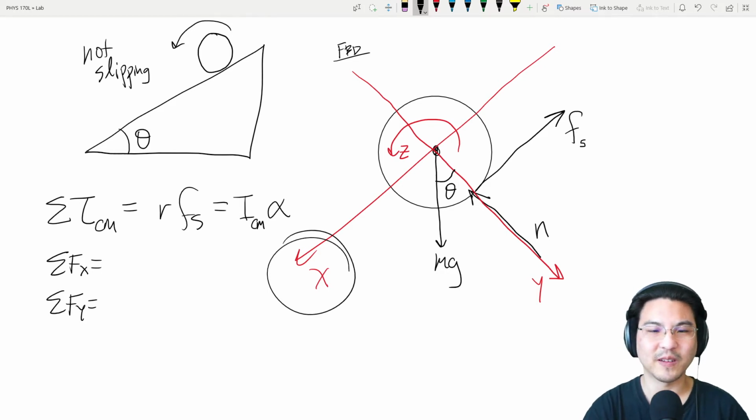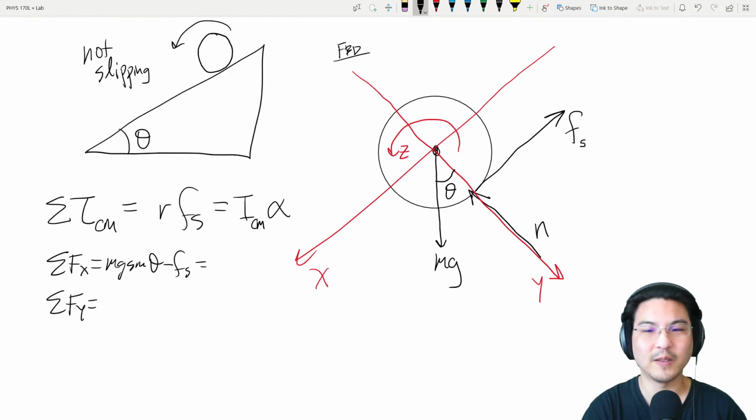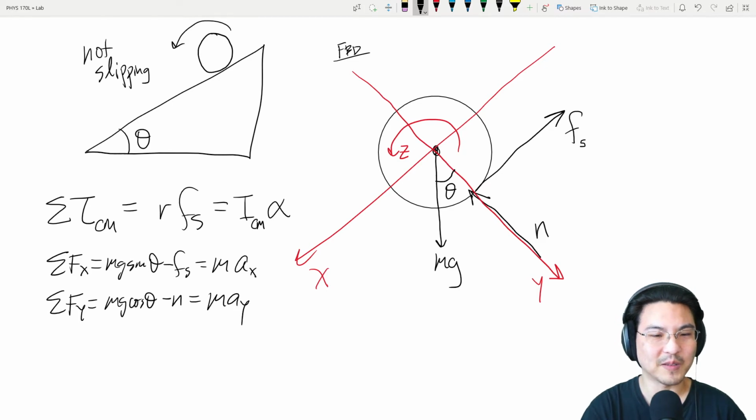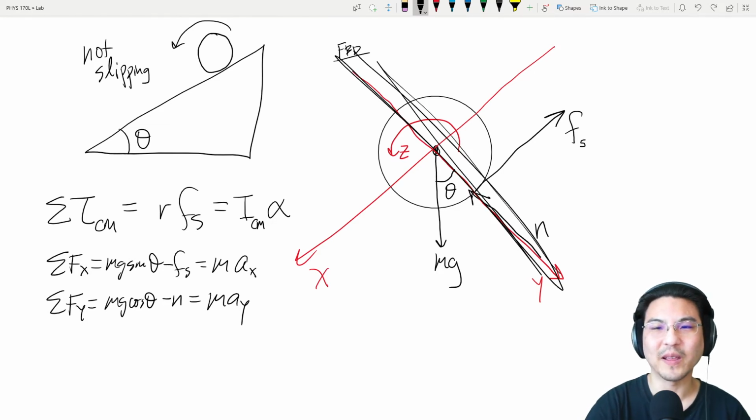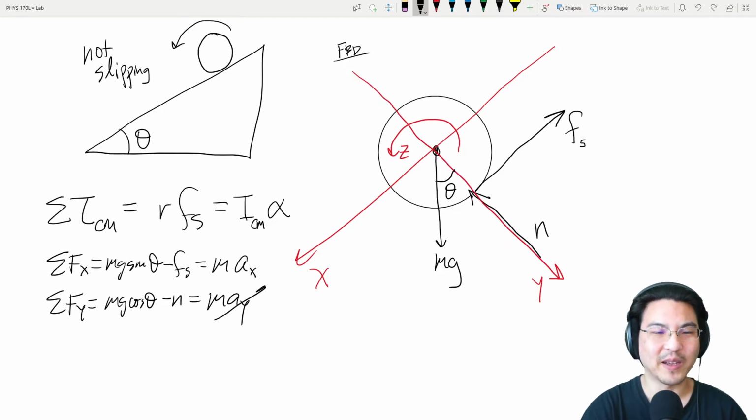Okay, so in the x direction, I chose x over here, so we got the x component of that, mg sine theta, that's negative, equals mass times acceleration, and that would be the acceleration of this point, the center of mass. Okay, y direction, y is over here, so mg cosine theta minus N equals mass times acceleration of the center of mass, which is this. And I know the center of mass is only accelerating this way. There's no motion this way in the y direction. So ay is 0.